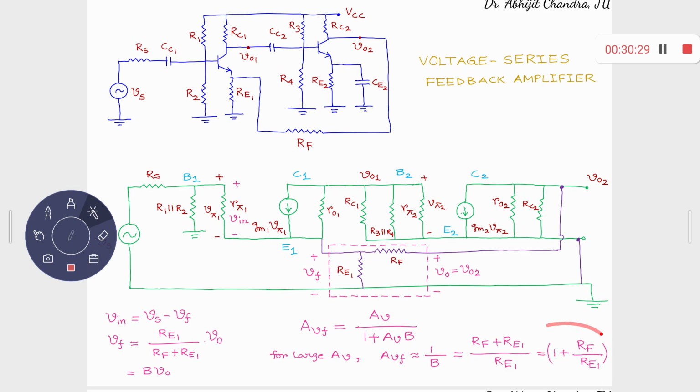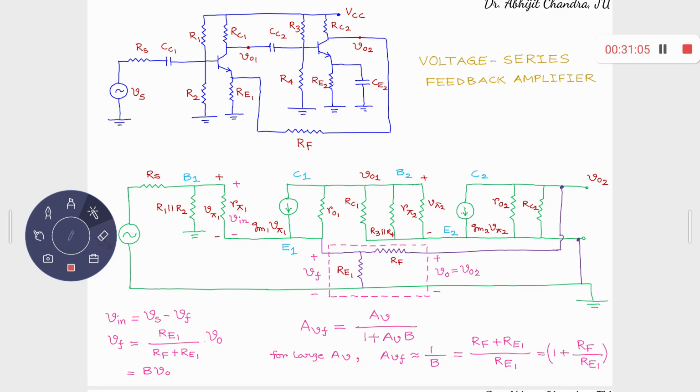Mark this particular value right at this point: 1 plus RF by something. You will encounter this value many times when you study analog integrated circuits in the next semester, which involves op-amps. There you have one kind of gain which is known as the non-inverting voltage gain. The expression is given by 1 plus RF by R1.